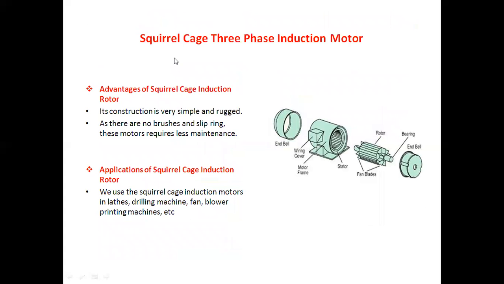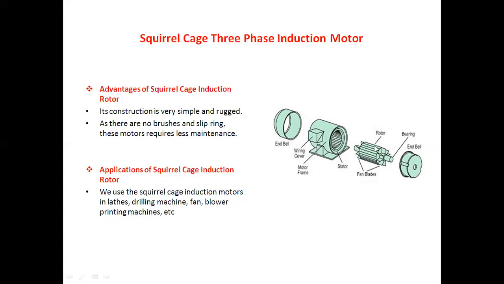What are the advantages of the squirrel cage induction motor? The construction of the three-phase squirrel cage induction motor is very simple and rugged. And the second one is that as there are no brushes and slip rings, this motor requires less maintenance. We use squirrel cage induction motors in lathes, drilling machines, fans, blowers, printing machines, etc.